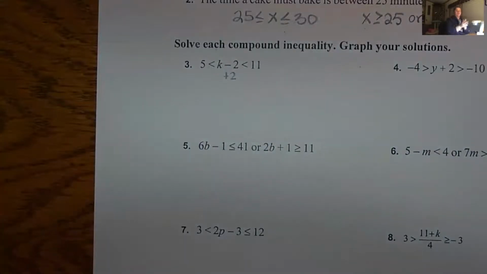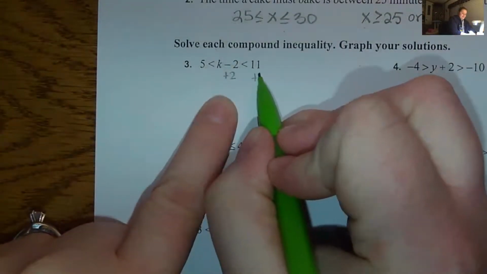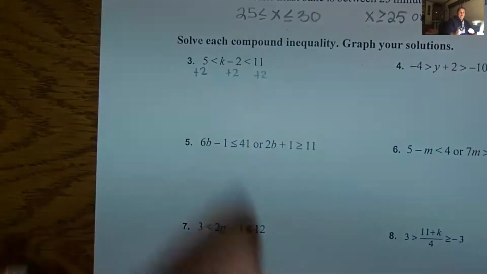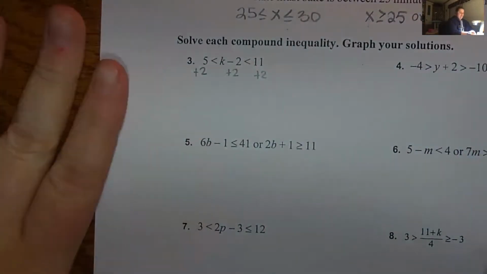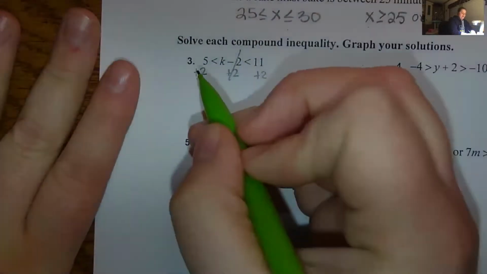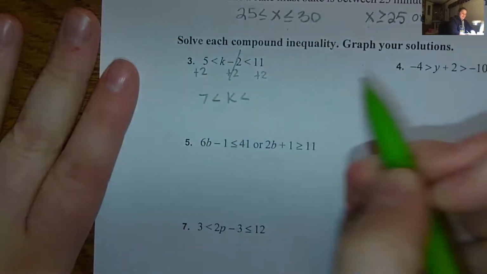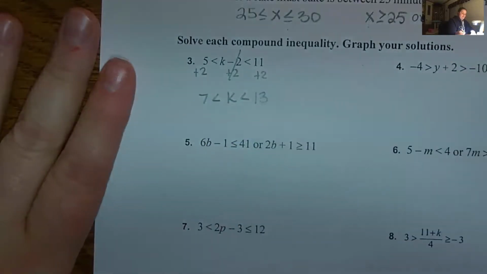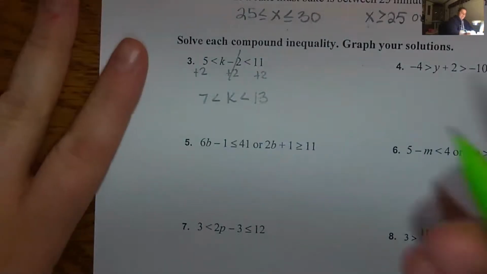Well, in this case, there's 2 other sides. So if I add 2 here, I have to add 2 here and add 2 here. I have to make it consistent. Okay, so now that's gone. 5 plus 2 is 7. So I have 7 less than K, less than 13. Yep. Okay, now I'm going to graph that.